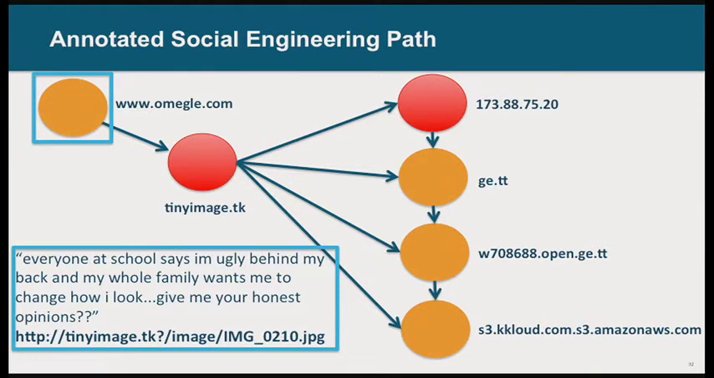And if we start at the very top, a user is actually visiting Omegle, which is an online chat application that allows 2 strangers to communicate. And so one of the users posts this in the chat room. He says, "Everyone at school says I'm ugly behind my back, and my whole family wants me to change how I look. Give me your honest opinions." And they post this URL, and it appears to be a URL to a JPEG, but because of the placement of the question mark, it's not.